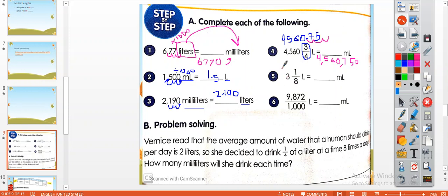Okay, what about 3 and 1 over 8? Well, 1 over 8 also, you have to know that 1 over 8 is, I need to change the color, it is 0.125. Where did I get this from? Well, you just divide 1 by 8, you will get this number 0.125. Then since you're converting from a big unit to a small unit, you have to multiply by 1000. So you move it 3 times, so you're gonna get 3, 1, 2, 5.